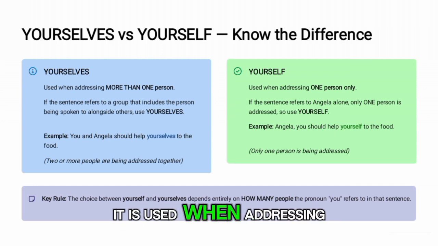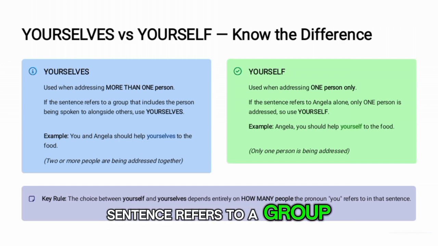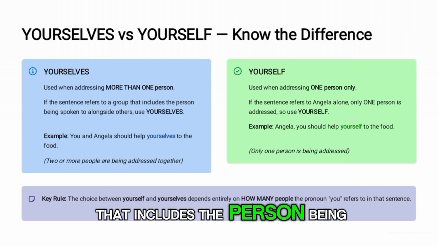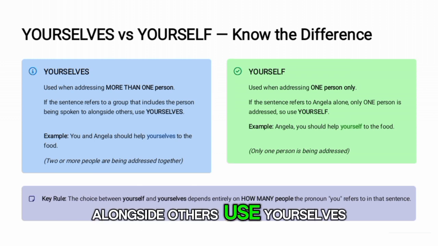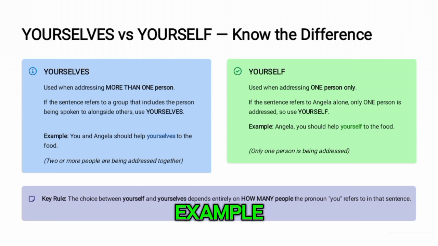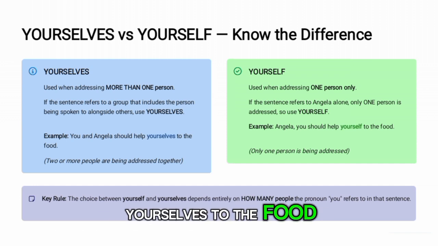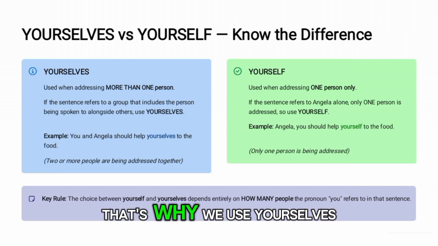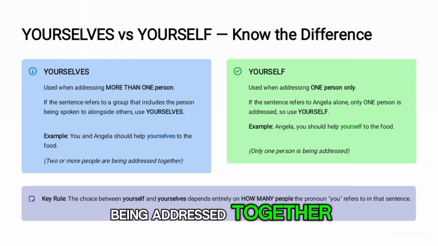Yourselves. It is used when addressing more than one person. When the sentence refers to a group that includes the person being spoken to alongside others, use yourselves. Example, you and Angela should help yourselves to the food. Meaning that the group includes you and someone else. That's why we use yourselves. Two or more people are being addressed together.